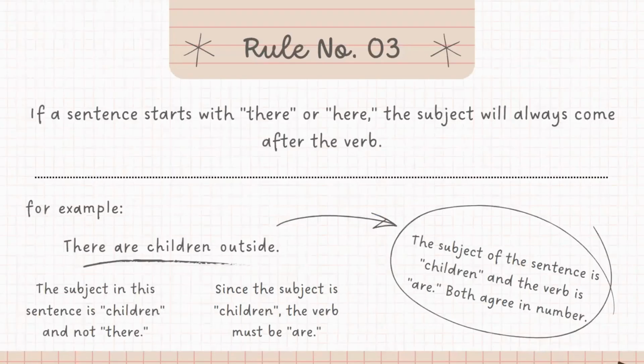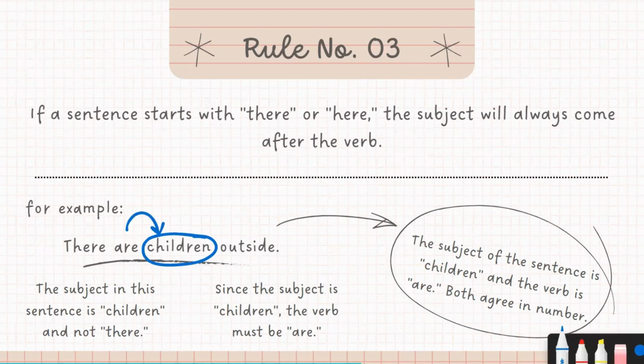If a sentence starts with there or here, the subject will always come after the verb. For example, there are children outside. So here, children is my subject. I will be using the plural form of verb because children is a plural subject.